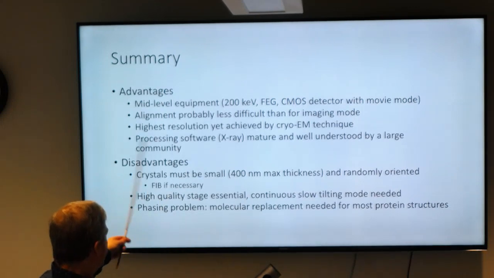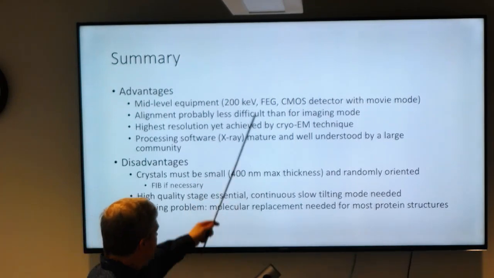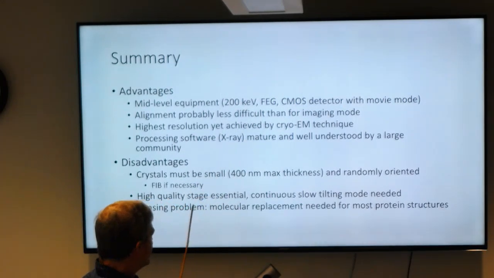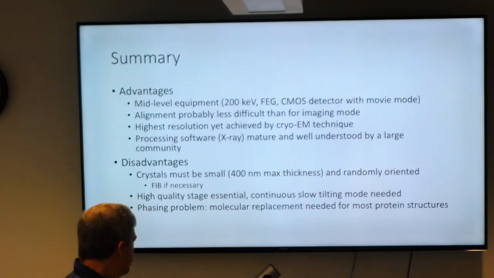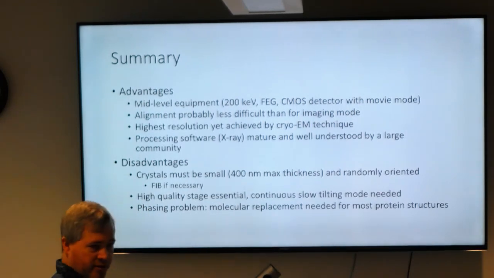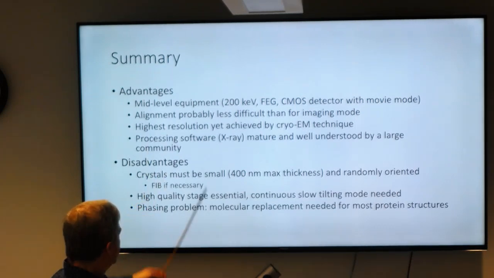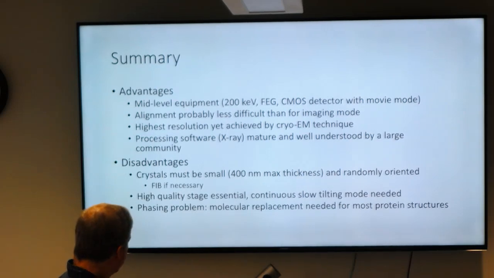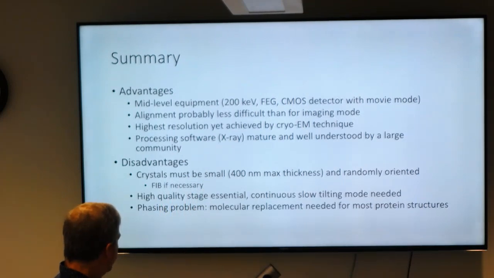So I guess the advantage of this technique is that you only need mid-level equipment, so 200 kilovolts, FEG right now is probably better, and a CMOS detector with movie mode. So this still isn't very low end, but it's still not Titan Krios level either. So it's mid-level. We have an F20 downstairs, and that's actually the microscope that the method was originally developed on. Because you're collecting diffraction instead of imaging, the alignment is probably less difficult than for imaging. It should be more stable at least. And it has the highest resolution yet achieved by a cryo-EM technique.